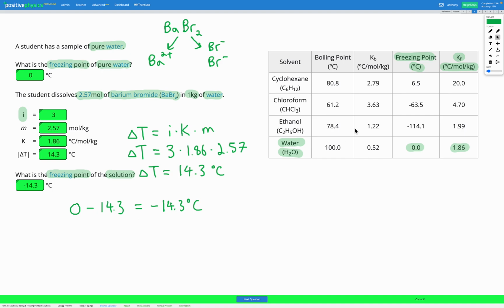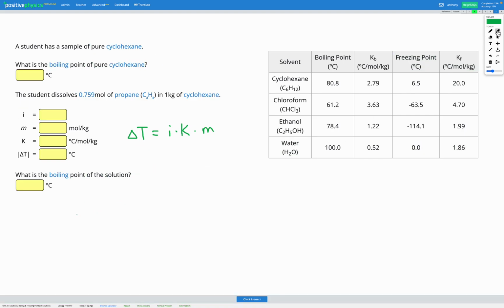Let's do one more question of this type. In this question, we have a sample of pure cyclohexane, which is here in our table. So we're going to be using that top row. We're asked about the boiling point of pure cyclohexane. Boiling points are in this first column. So this is going to be our boiling point of cyclohexane, 80.8 degrees C. So we can fill that in here.